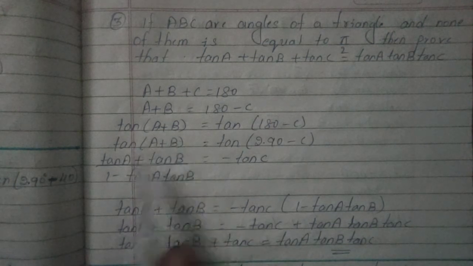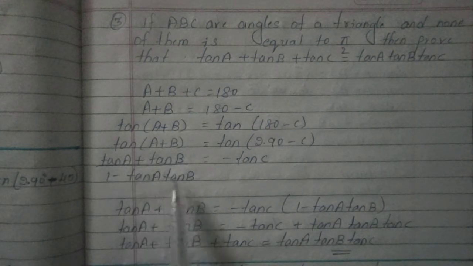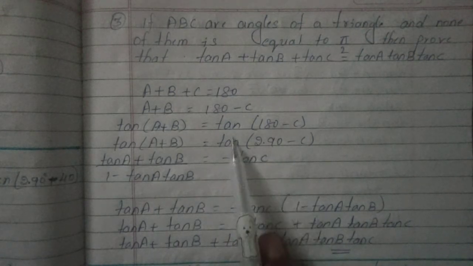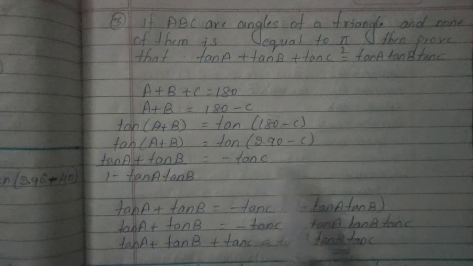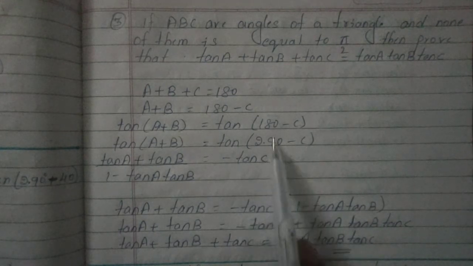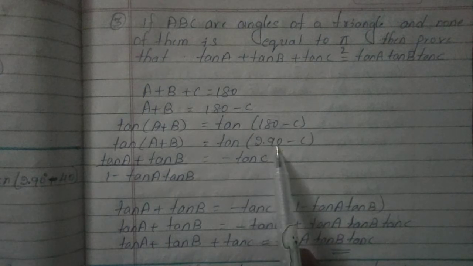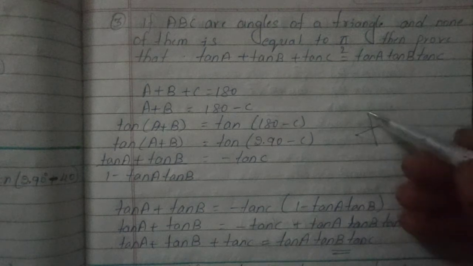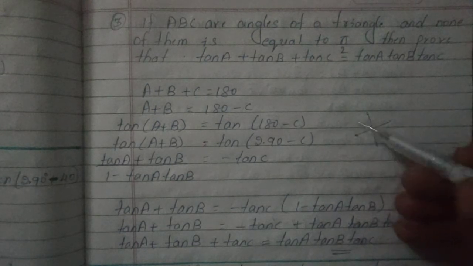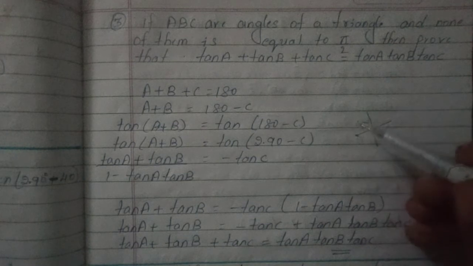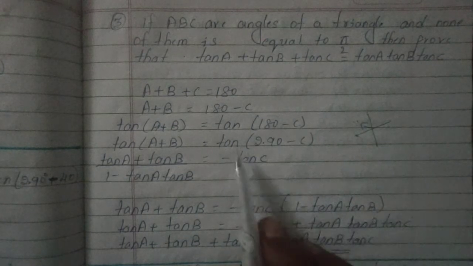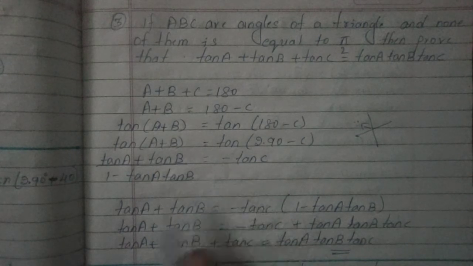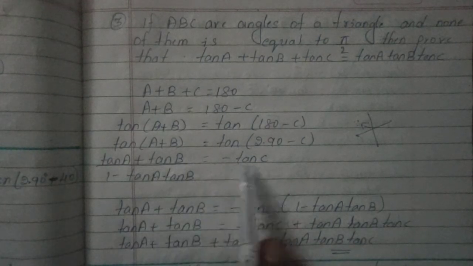Formula: tan(A plus B) is tan A plus tan B by 1 minus tan A tan B, equals... Here n is an even number, so the tan ratio we should write as it is. Theta is C. And 2 times 90 minus C means which quadrant is it? 2 times 90 minus theta, minus theta means it is in the second quadrant. In the second quadrant tan is what? Negative. So my result sign is minus. Next step: tan A plus tan B as it is, minus tan C.